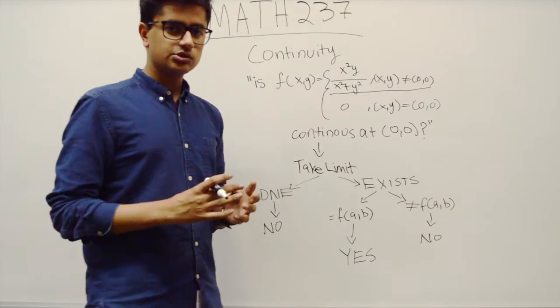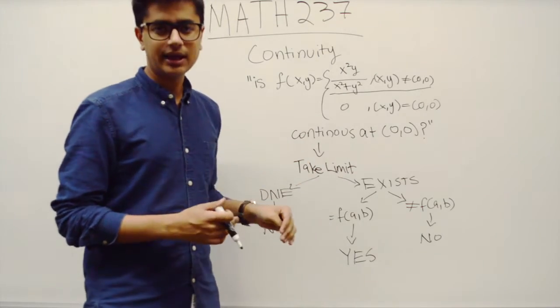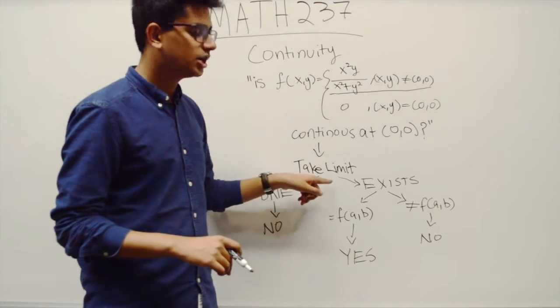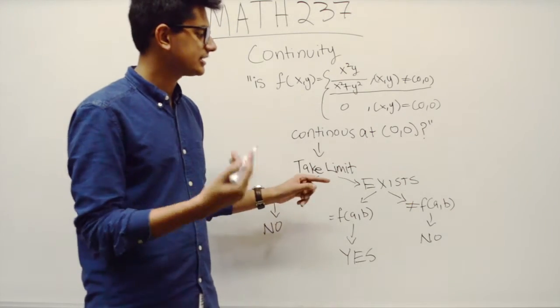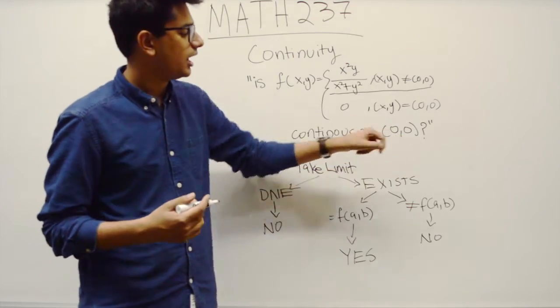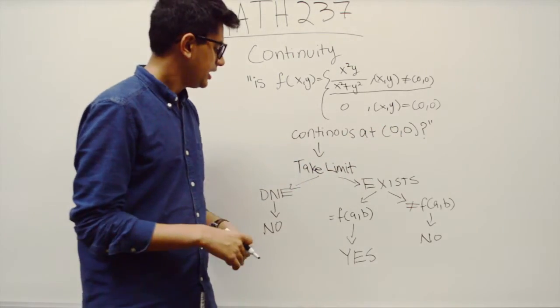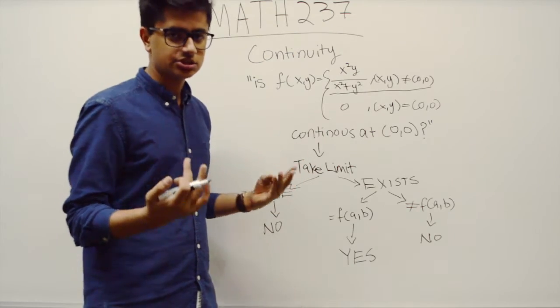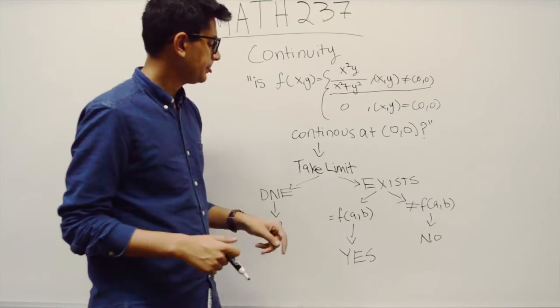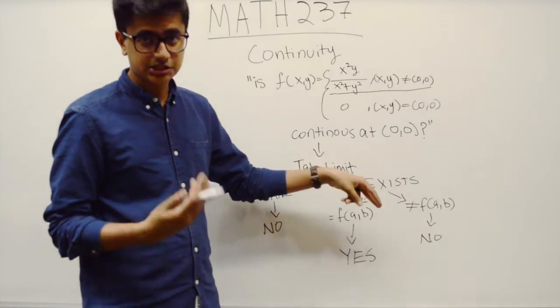The very first thing you need to do for questions like these is take the limit. And I've shown you how to do that in the previous section of this video. So you start taking the limit, as (x, y) approaches this value (a, b), (0, 0), and you take the limit. Let's say you take the limit and you see that it does not exist. Immediately, the function is not continuous, you know that. On the other hand, let's say it does exist.